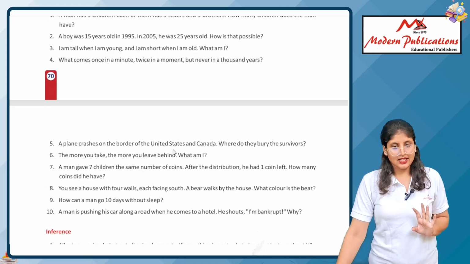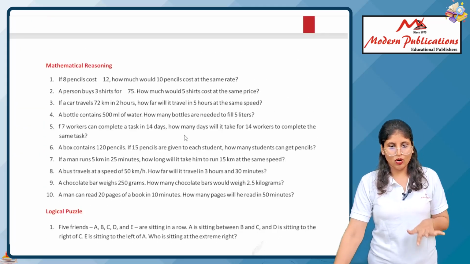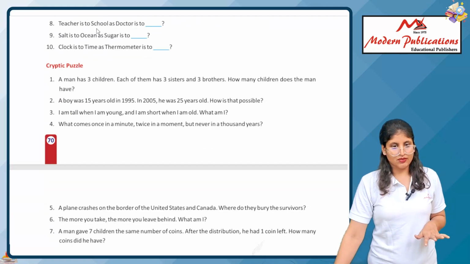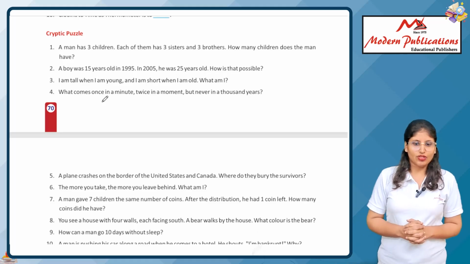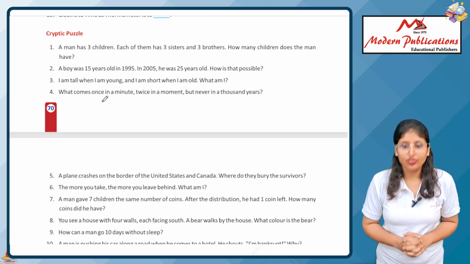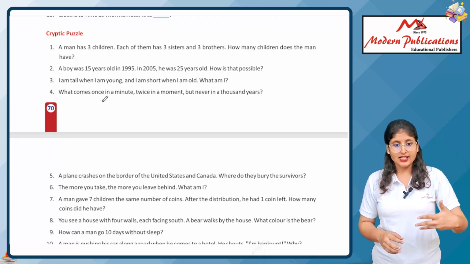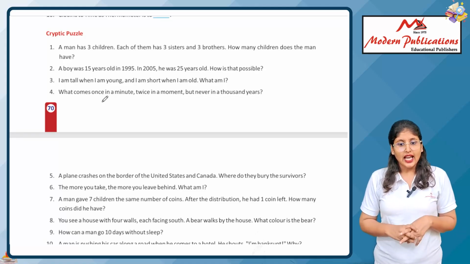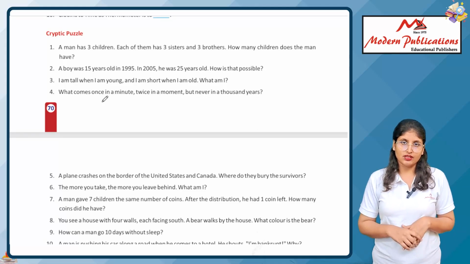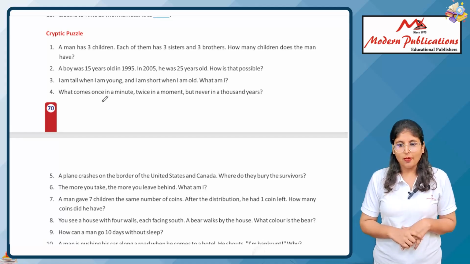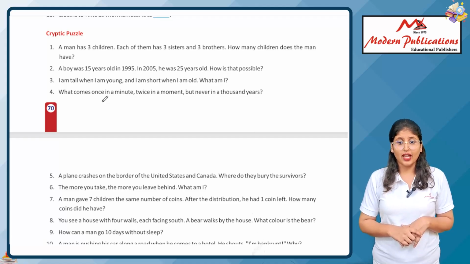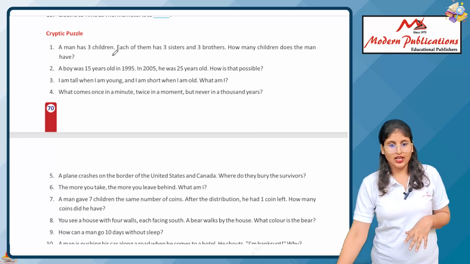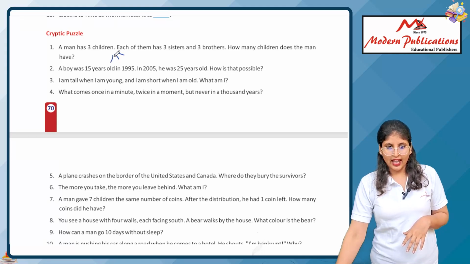Okay, let's move on to the other one. Two more pages are there, so quickly we will complete it. A man has three children. Each of them has three sisters and three brothers. How many children does he have? A man has three children, each of them has three sisters and three brothers. So how many are there?